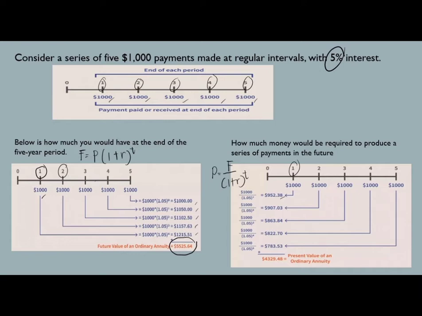So, that's the original amount that you have in a year. Then, next year, we have 907.03. Then, next, compute again the present value for the third year, fourth year, and the last year. So, once everything is computed, just add them. Then, that is the present value of the annuity.